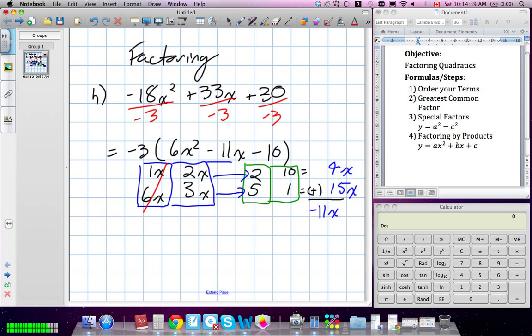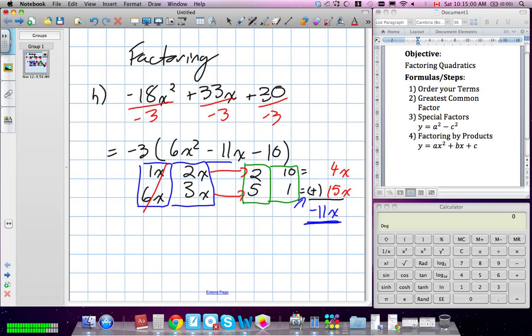We'll do those in red, okay? So I know I'm multiplying these. 2x times 2x will give us our 4x. 3x times 5 will give us our 15x. Now, I need to get to -11x, and I have to add -50. Yes, that's right. 15 is going to have to be a negative number, okay?